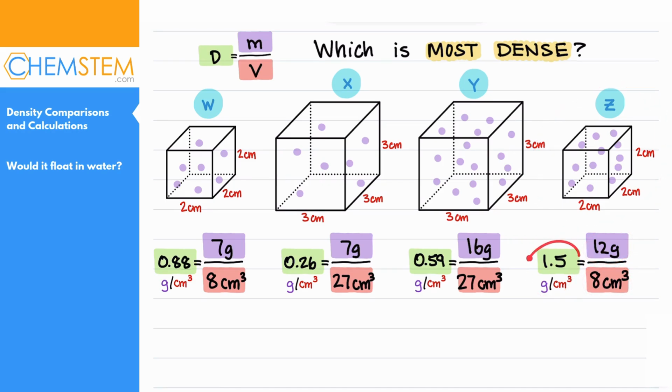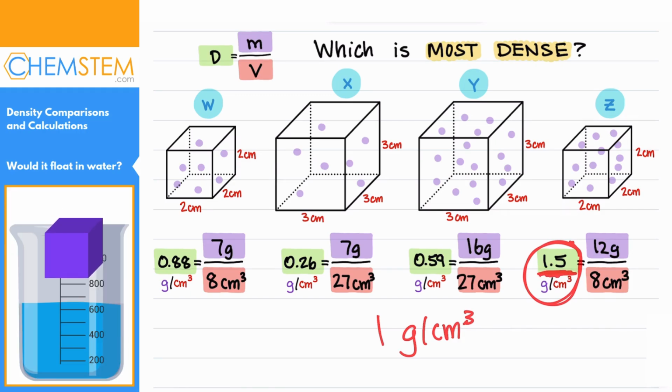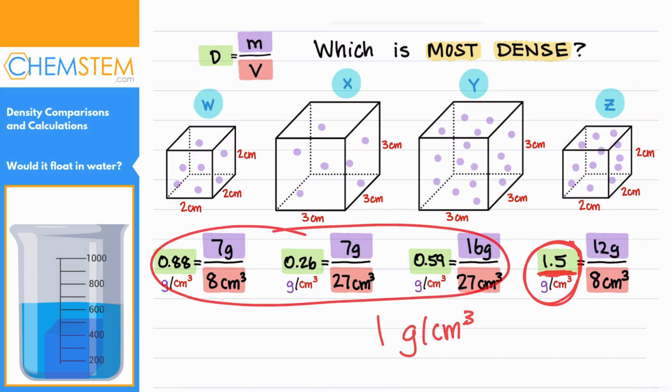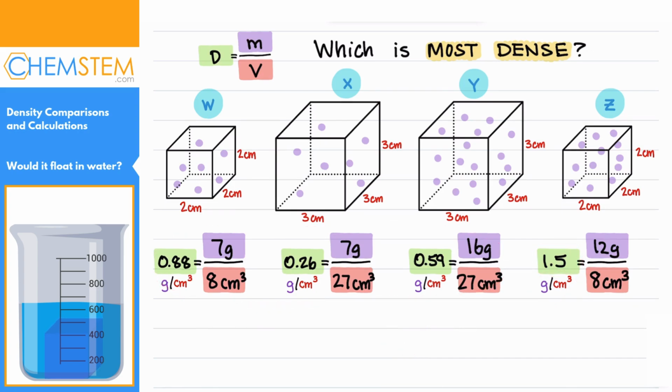This also is the only one with a density above 1, which means that if you were to put all 4 of these cubes into water, water has a density of 1 gram per cubic centimeter, or 1 gram per milliliter, only one of these cubes would sink and the rest would float. Which one would sink? The one that has a density greater than that of water. Because the fourth cube, cube Z, has a density greater than 1, it's going to be the only one to sink. All the rest are going to float because they have a density less than 1. So to answer our question, Z is the most dense.